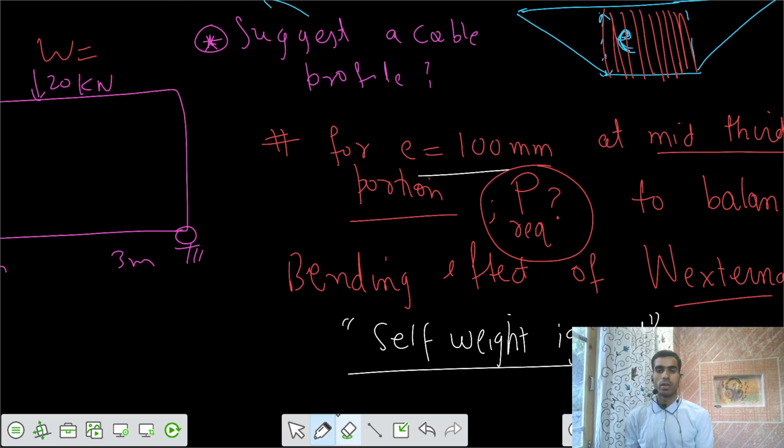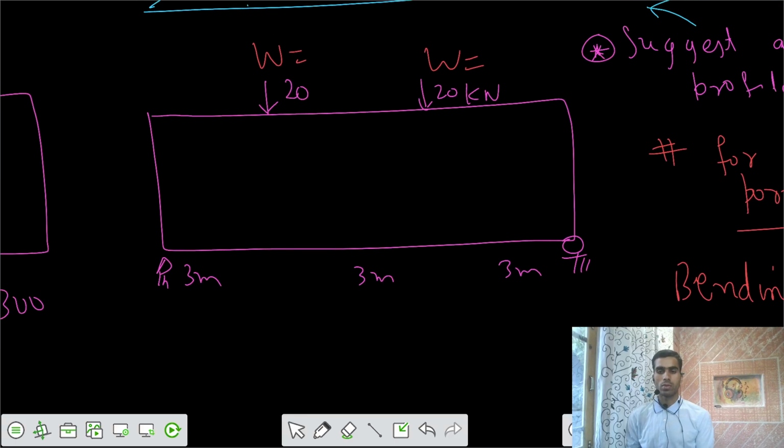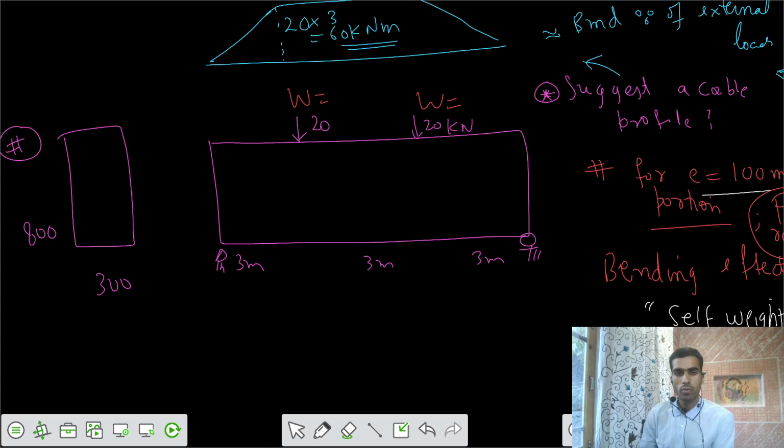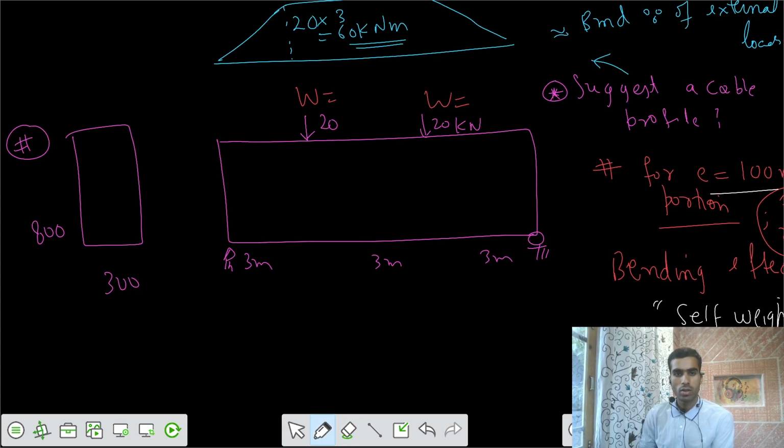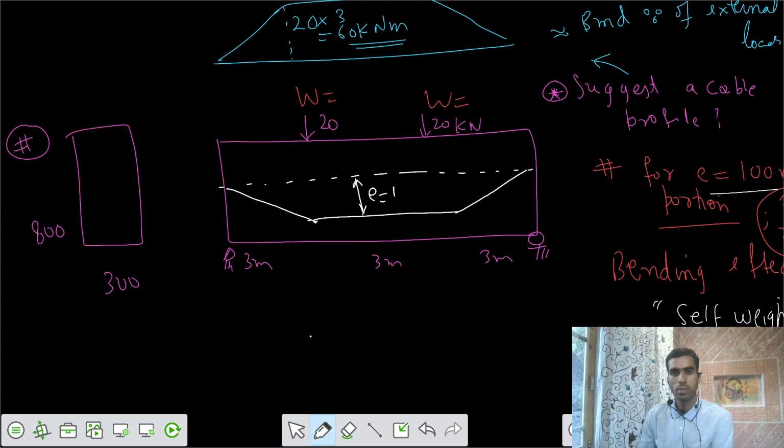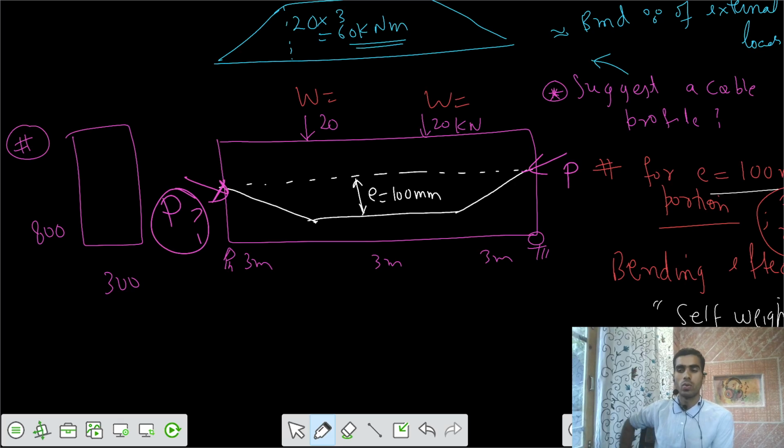So for E equals 100, the diagram would be a trapezoidal shape for the cable, such that it has a constant eccentricity along the mid third part of the beam equal to 100 millimeters. So this is your 100 millimeters, E equals 100 millimeters. Now it's asking what should be the value of P? How much P should I apply such that the effect of those W's is balanced by that load at that particular section?